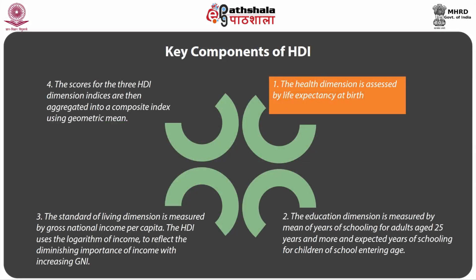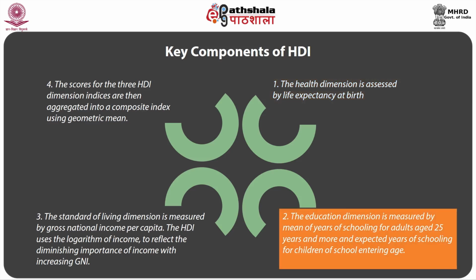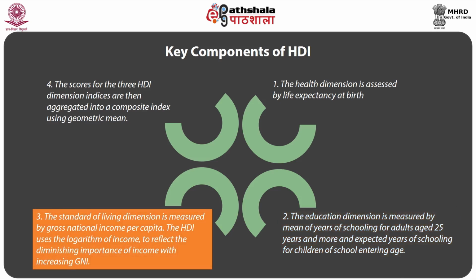The health dimension is assessed by life expectancy at birth. The education dimension is measured by means of years of schooling for adults aged 25 years and more, and expected years of schooling for children of school entering age. The standard of living dimension is measured by gross national income per capita. The Human Development Index uses the logarithm of income to reflect the diminishing importance of income with the increasing GNI.